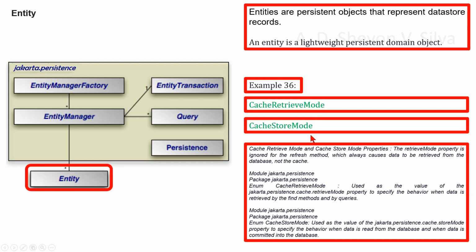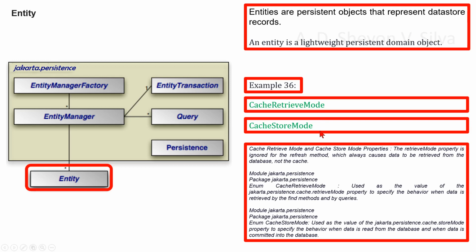Now we are considering the cache retrieve mode and cache store mode properties. The cache retrieve mode property is ignored for the refresh method, which always causes data to be retrieved from the database, not the cache. The enum CacheRetrieveMode, in package jakarta.persistence in module jakarta.persistence, is used as the value of the jakarta.persistence.cache.retrieveMode property to specify the behavior when data is retrieved by the find method or by queries.